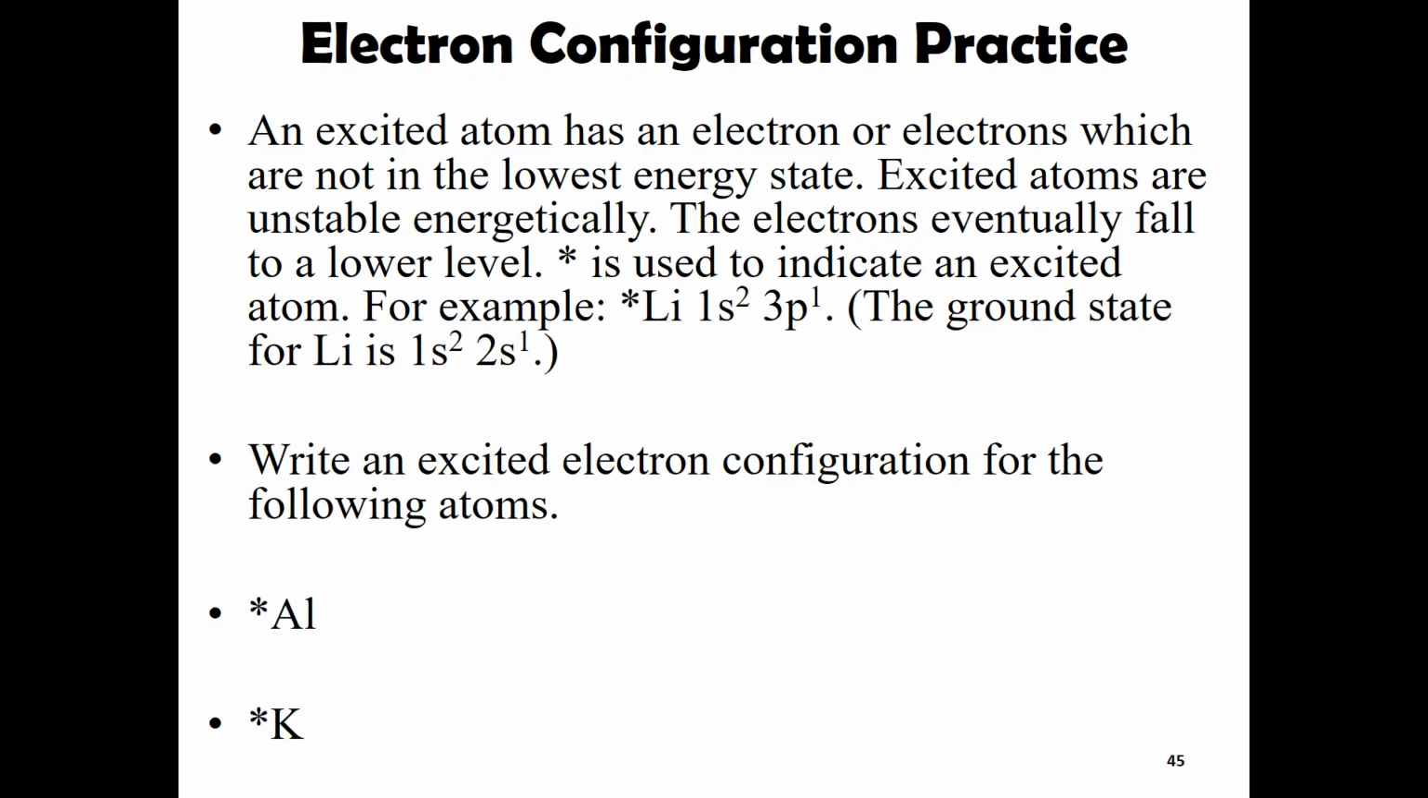So for example, lithium's ground state is 1s2 2s1, but an electron can bump up, and we denote an excited electron configuration using an asterisk. So 1s2 3p1 is not the ground state because 2s1 is lower than 3p1.